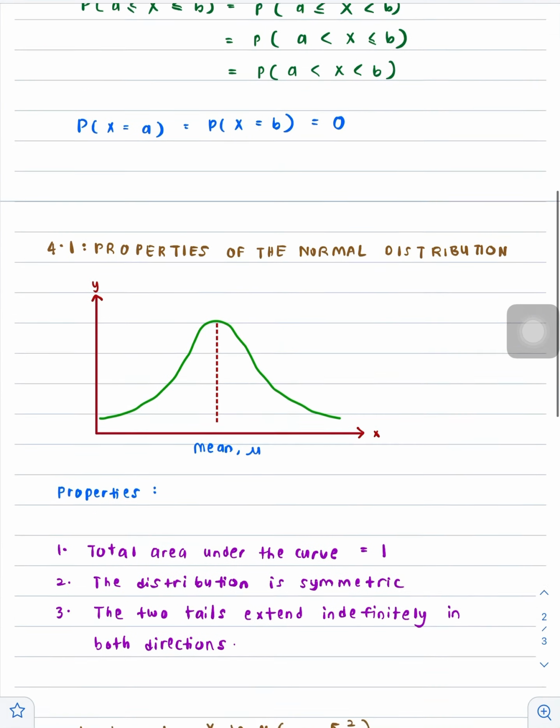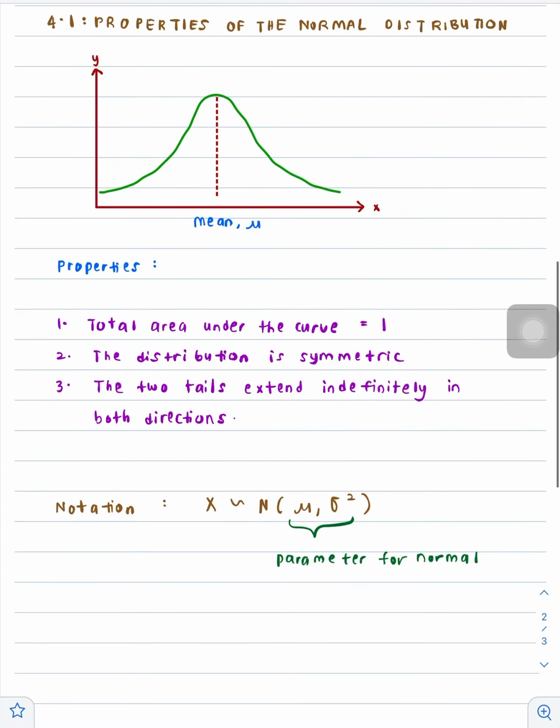Okay, look at the properties, which is 4.1. This is your bell-shaped graph. In the middle is equal to the mean or the average value of your data. Okay, so the properties of this graph: total area under the curve must be equivalent to 1. That is the first property.